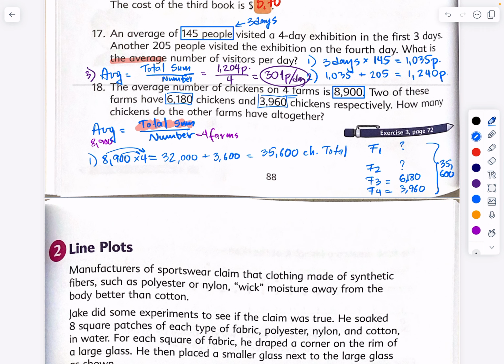Of course, we can use subtraction, step 2. 35,600 chickens on all 4 farms, minus the sum of farm 3 and 4, which is 6,180 plus 3,960. And I hope you can do it in multiple steps. This should be 10,140. And when we subtract, the other 2 farms must have 25,460 chickens. And that's the answer to the final problem. I hope you enjoyed this lesson. These are challenging average word problems.